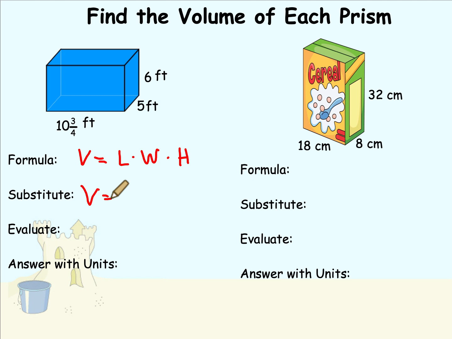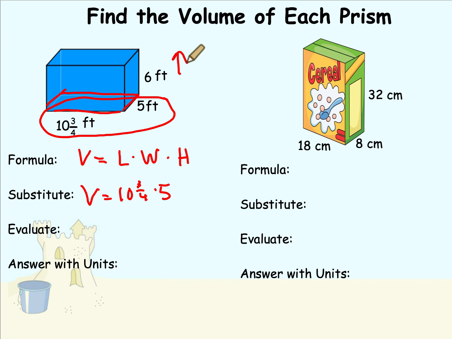Now, usually we kind of say that the base is what the prism is sitting on. So here's my base, and it's that rectangle at the bottom. And so it's 10 3/4 by 5, and either of those could be the length and the width, it doesn't matter. So I'm going to substitute 10 3/4 times 5 for my length and width. And then my height is usually going to be how tall it is. So that would be 6. Okay, evaluate means do the math.